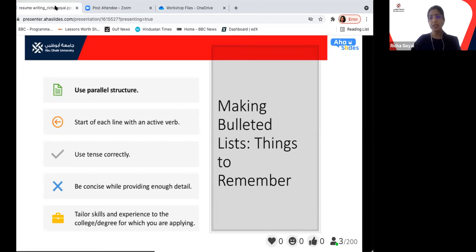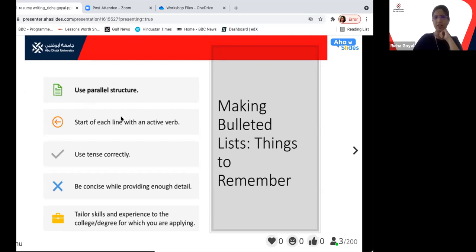So if you have a long history, you will probably pick and choose. Something that is not related to the job, you might want to drop it, or you might give it in a condensed manner so that the bulleted list is not very long. So it really depends. That's very subjective, I think. All right, so these are the things you have to keep in mind.